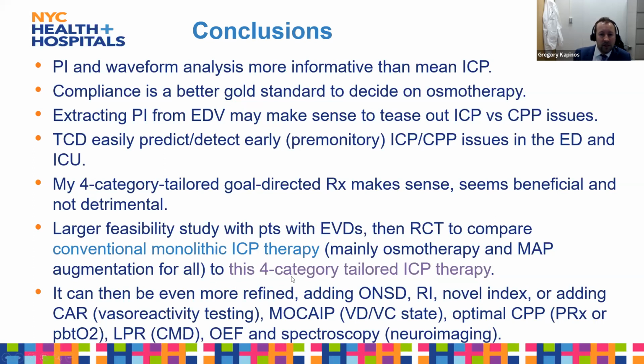Those 4 categories, to me, deserve a real feasibility study, and then we could even submit a grant to really randomize our patients to the classic treatment, which is what I would call a monolithic ICP therapy treatment. ICP is high, therefore you deploy both osmotherapy and MAP augmentation. CPP above 60 and ICP below 20 equals good outcomes. Well, I would challenge this monolithic view, and I would say maybe we can be more fancy and deploy one of those 4 categories of treatment to our patients. And we'll see if the outcome gets better in my 4-category treatment versus the conventional treatment.